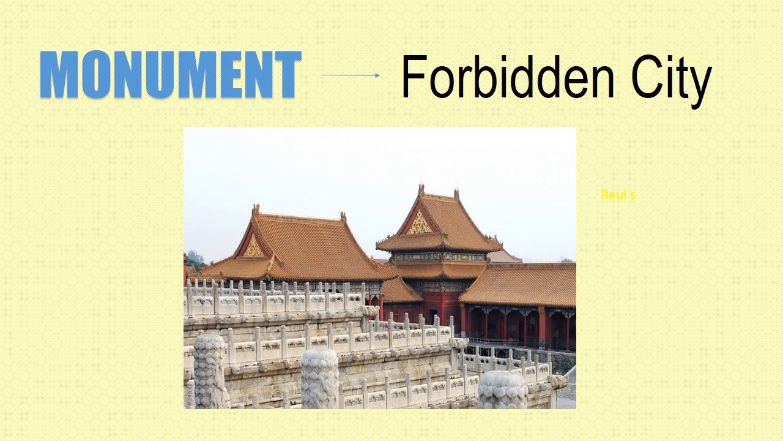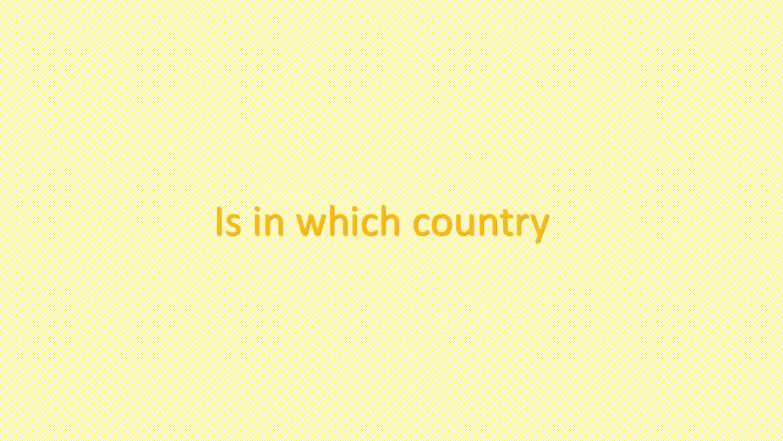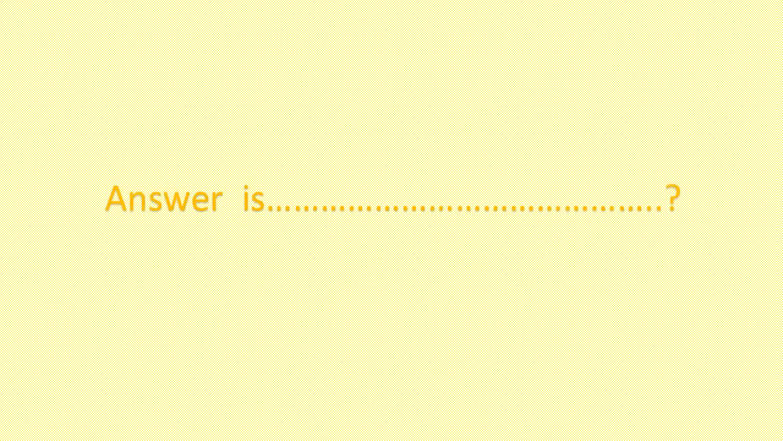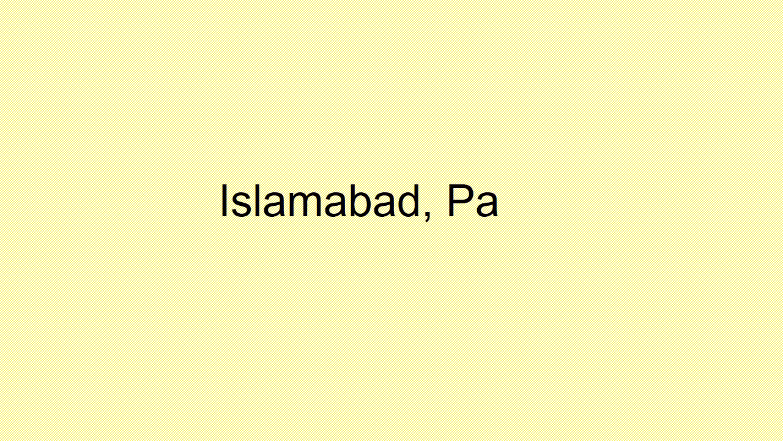Monument: Forbidden City is in which country? Answer is Beijing, China. Monument: Faisal Mosque is in which country? Answer is Islamabad, Pakistan.